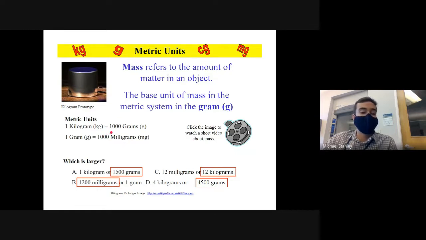Obviously, you put 1,000 of them together and you get a kilogram. This is a little bit bigger. This is a little bit heftier. It's a little bit over 2 pounds, like 2.2-ish pounds.